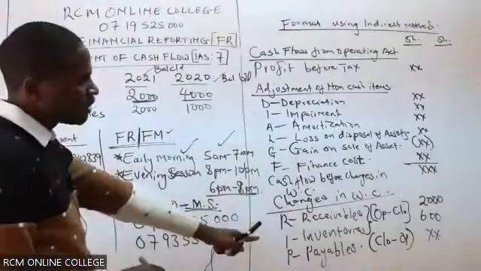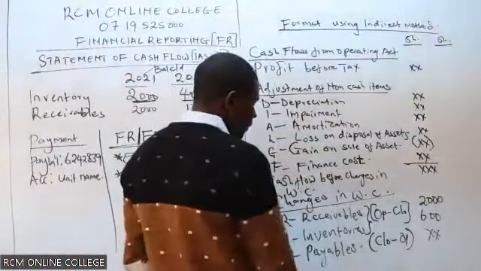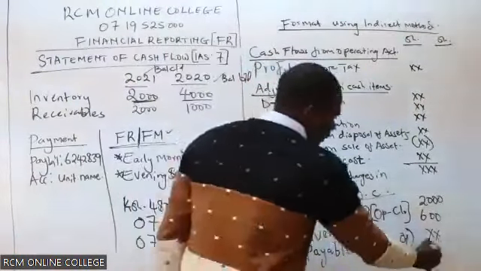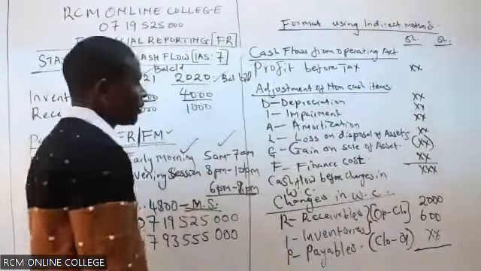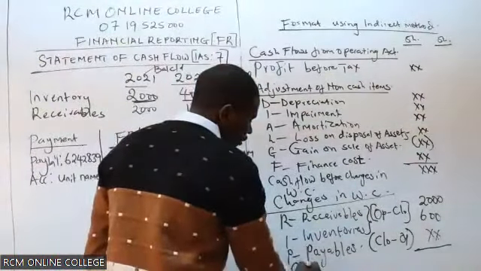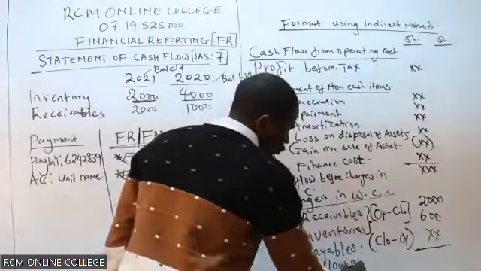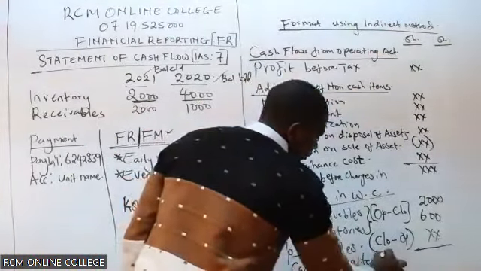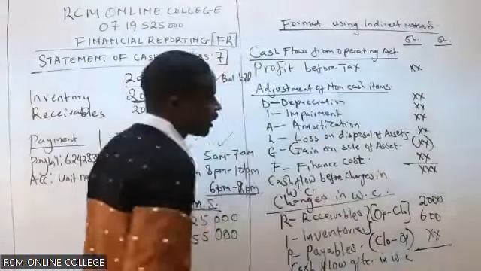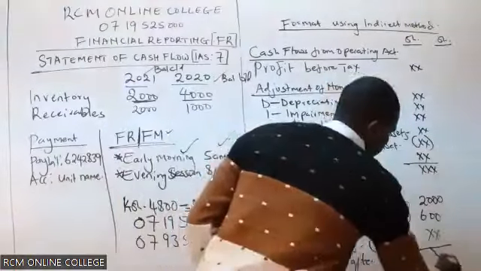Class, let's finish up here. Acha tumalize hapa. Now, after that, you can come here and get cash flow after changes in working capital. Once you get that, we are almost done.